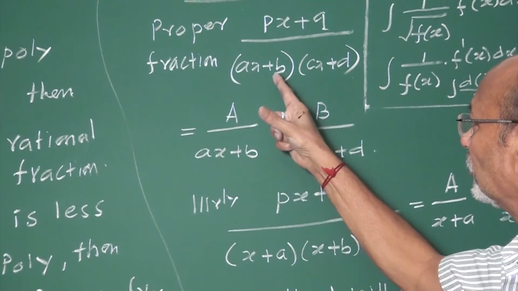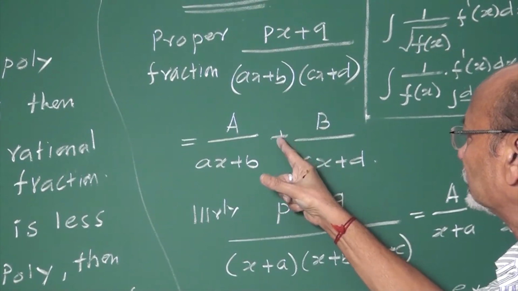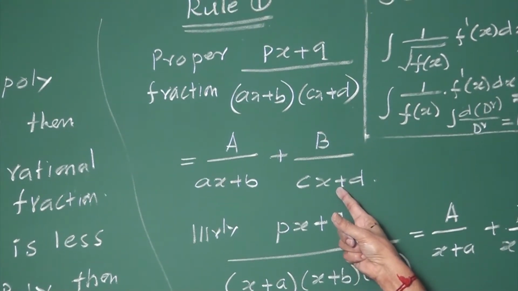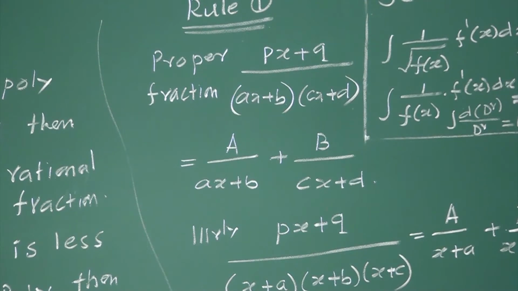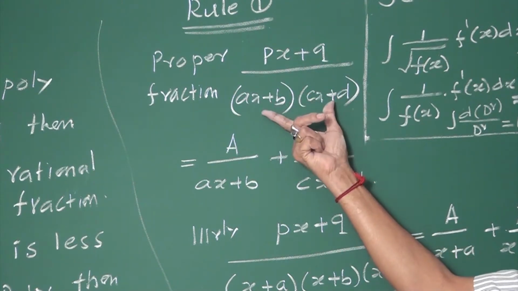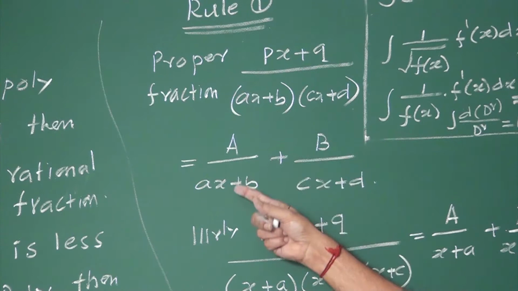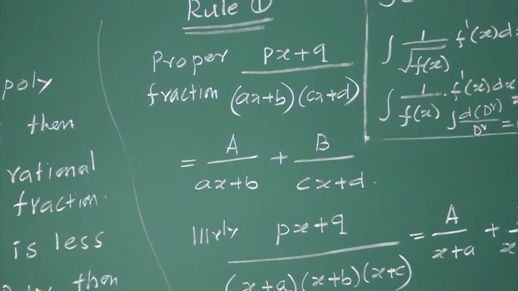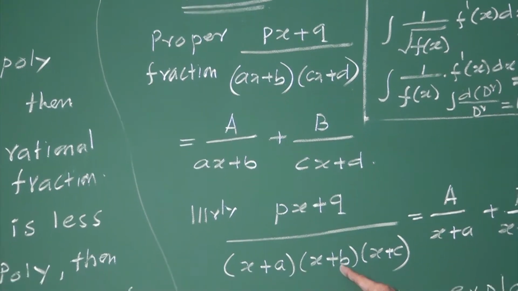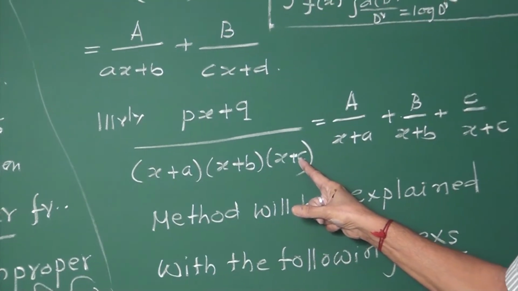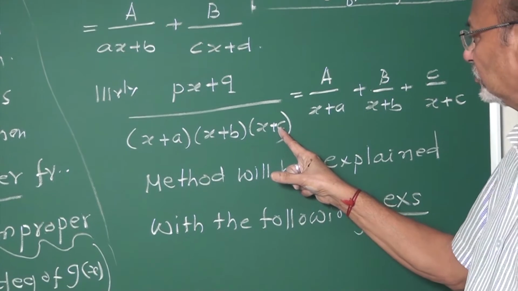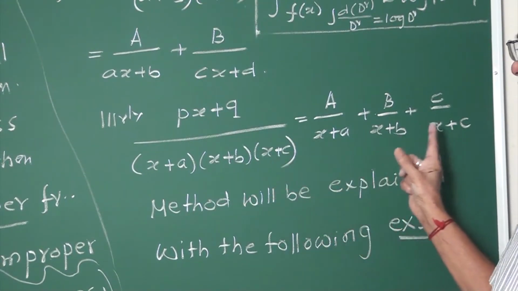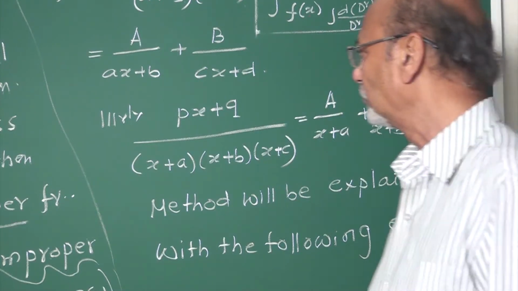If it is proper, then this proper fraction can be resolved into pieces: A upon the first linear factor plus B upon the second linear factor. Similarly, if the denominator contains two linear factors, you have A upon the first plus B upon the second. Instead of 2, if it has 3 linear factors, (x plus a) into (x plus b) into (x plus c), then it is resolved into A upon the first plus B upon the second plus C upon the third.